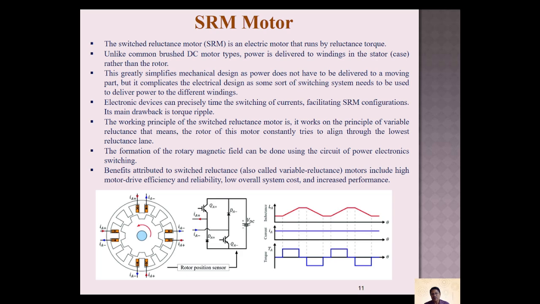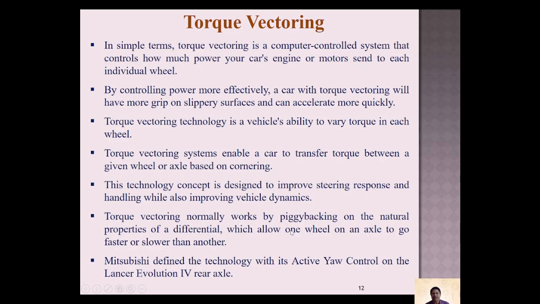Formation of the rotary magnetic field can be done using the circuit of power electronic switching. The benefits of this SRM include high motor drive efficiency and reliability, low overall system cost, and increased performance. The circuits and all you can witness in the figure.